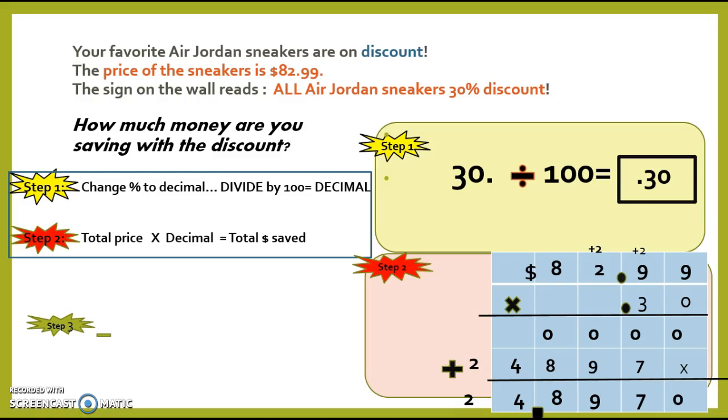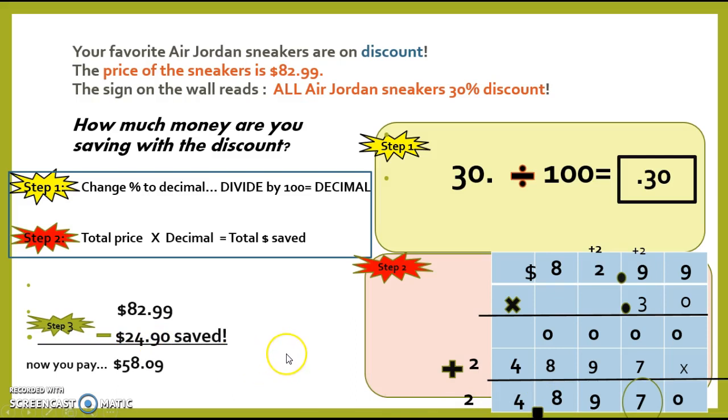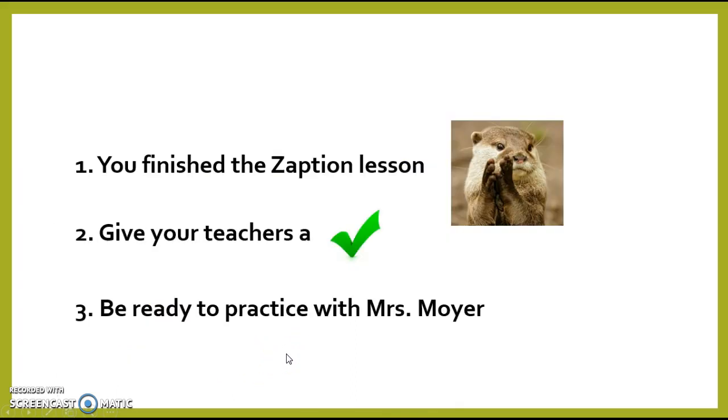If you want to find out what your new price is, there we go. $82.99 is your original price of those sneakers. Now you would subtract the $24.90 that you calculated over here, because that's the money you save, and now you owe or need to pay $58.09 for your sneakers.